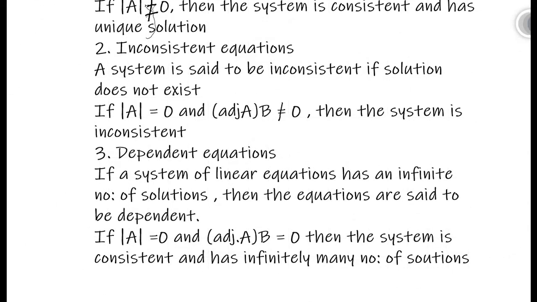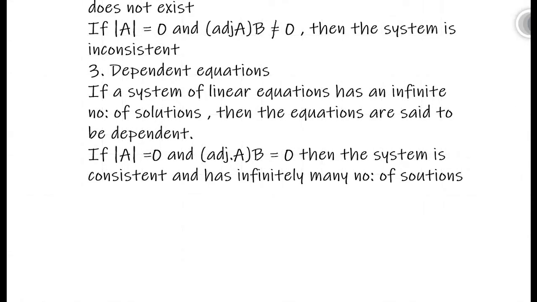Inconsistent equations: a system is said to be inconsistent if a solution does not exist. That is, if the determinant of A is equal to 0 and (adjoint A) times B is not equal to 0, then the system is said to be inconsistent. Dependent equations: if the system of linear equations has an infinite number of solutions, then the equations are said to be dependent. If the determinant of A is equal to 0 and (adjoint A) times B is equal to 0, then the system is consistent and has infinitely many solutions.